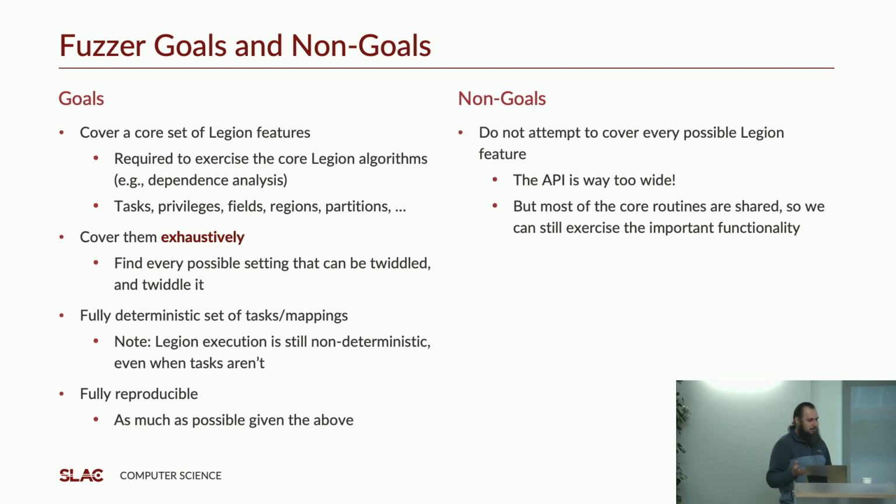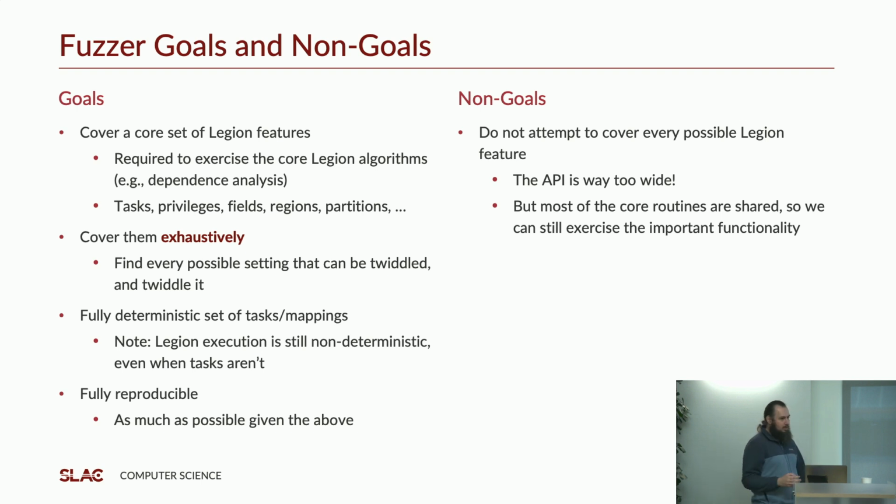So in order for this to be useful, it would be really nice if it were deterministic. It turns out Legion actually makes that kind of difficult because it is an asynchronous runtime system. So there are some things that are deterministic. The set of tasks that we run, the mapping is deterministic-ish. But it's an asynchronous runtime system, so there's always going to be a limit on exactly how deterministic you can get. But we're trying to push that as much as possible.